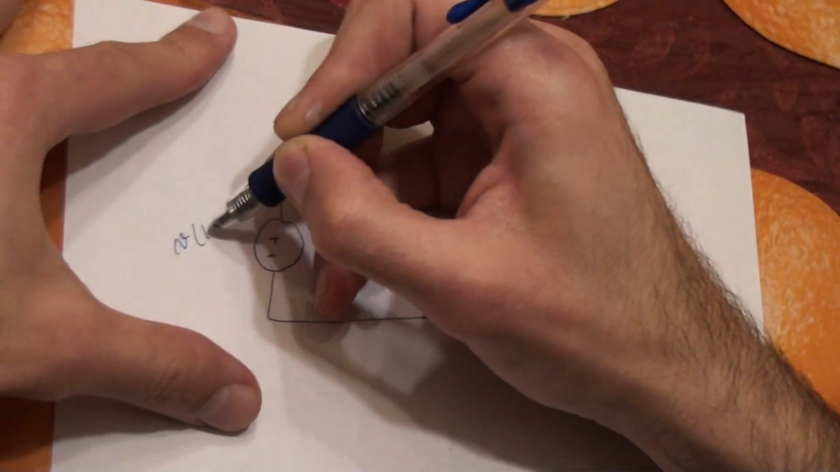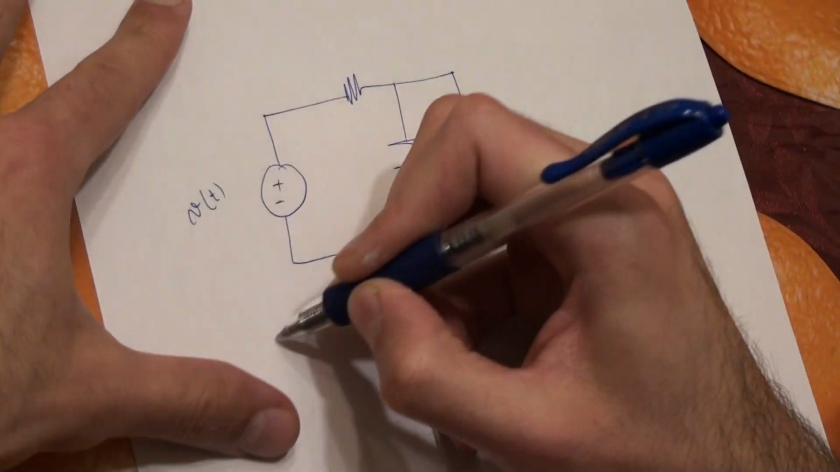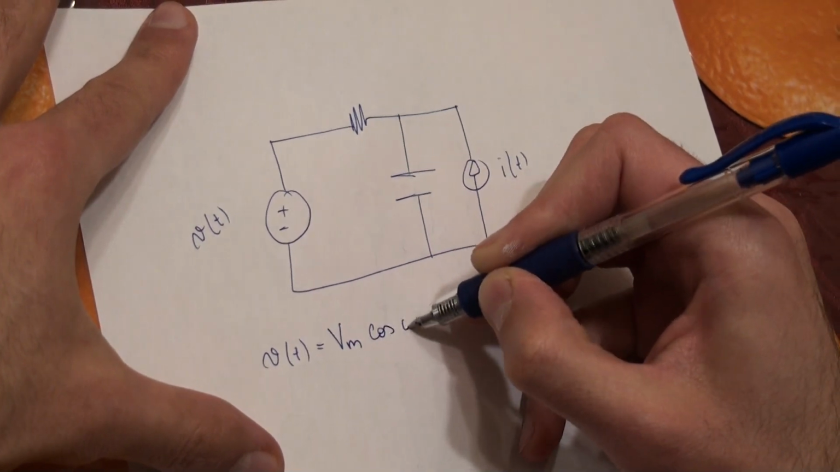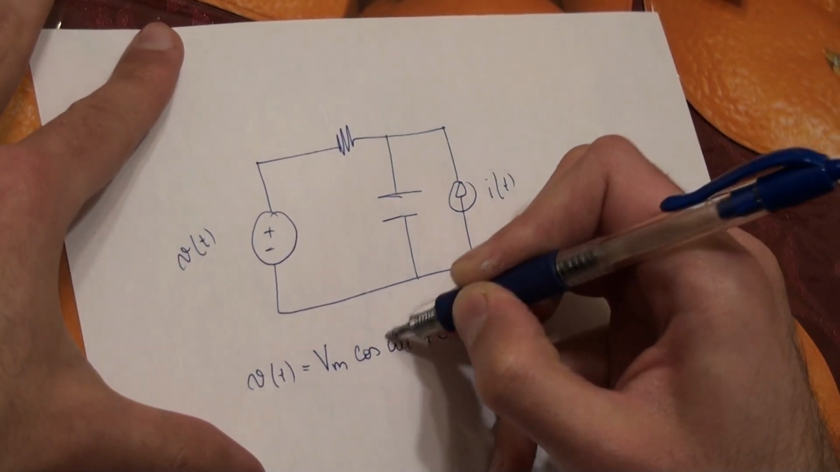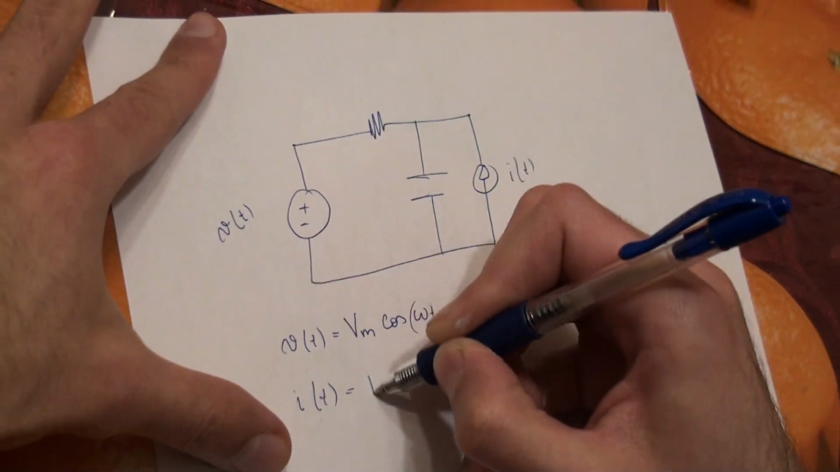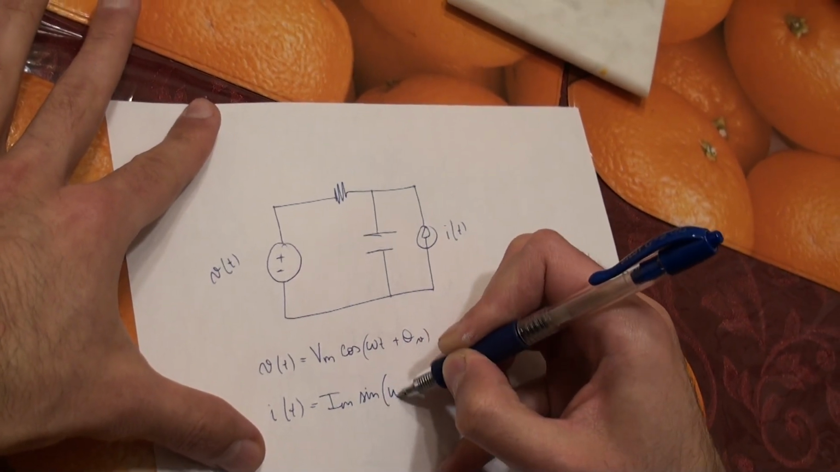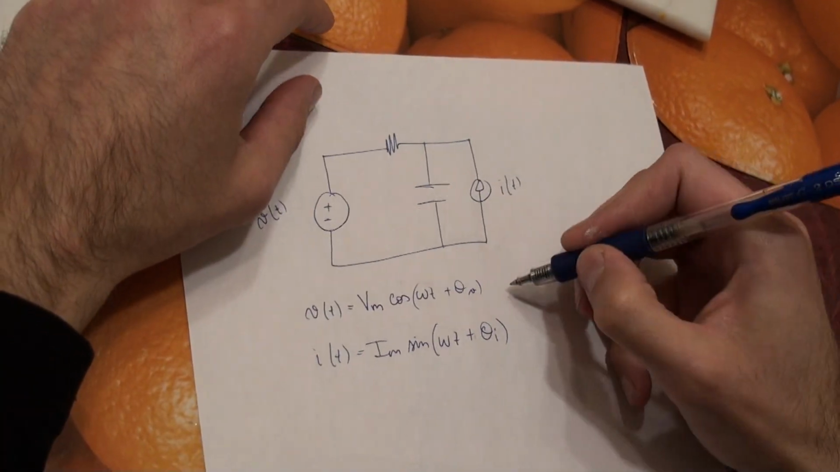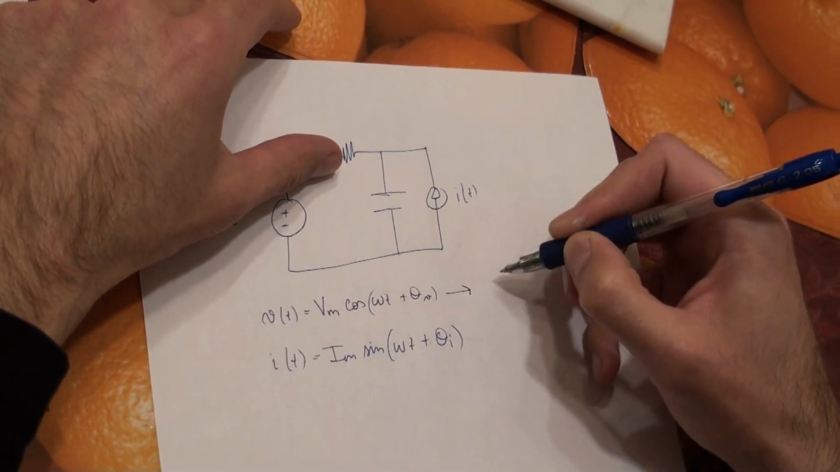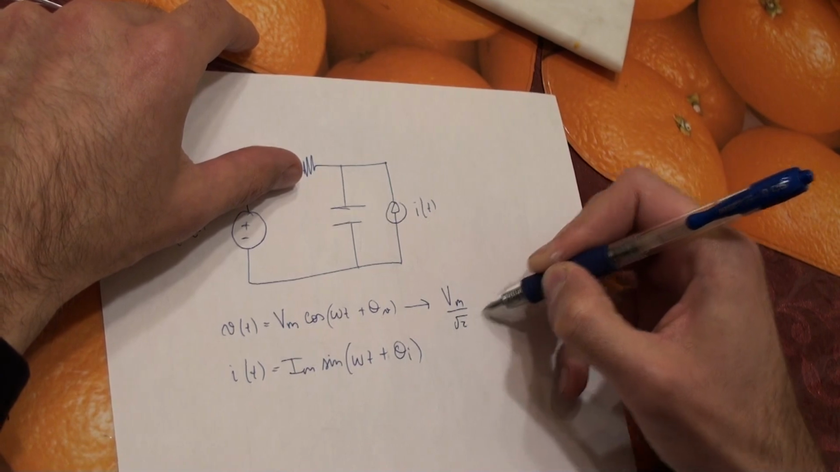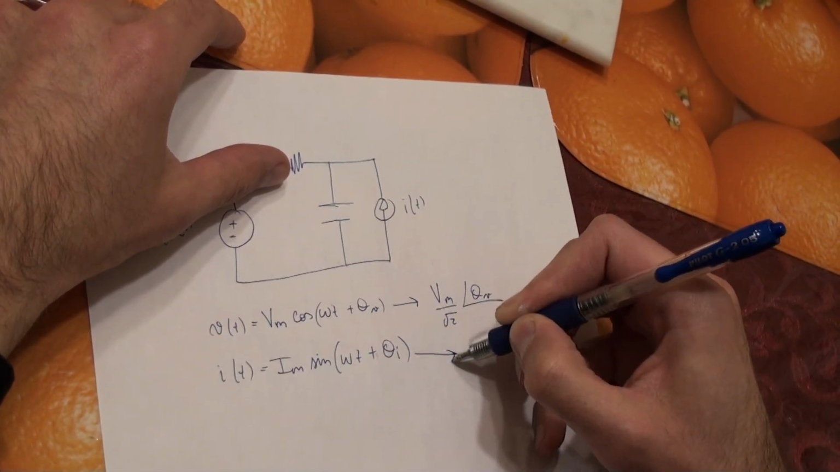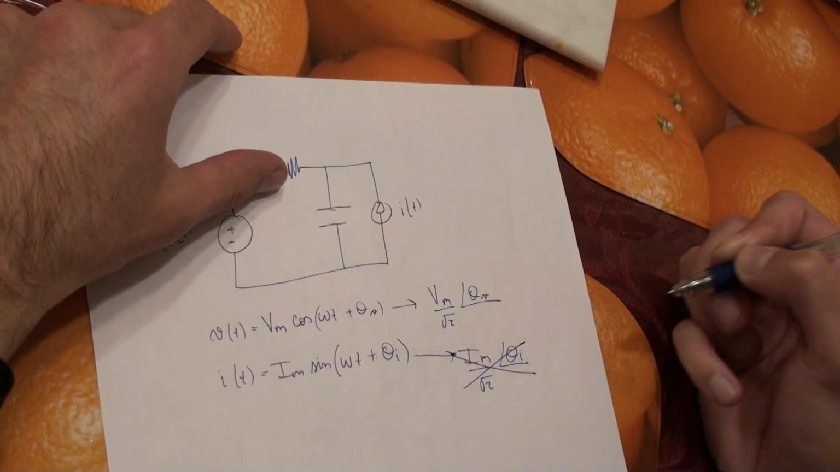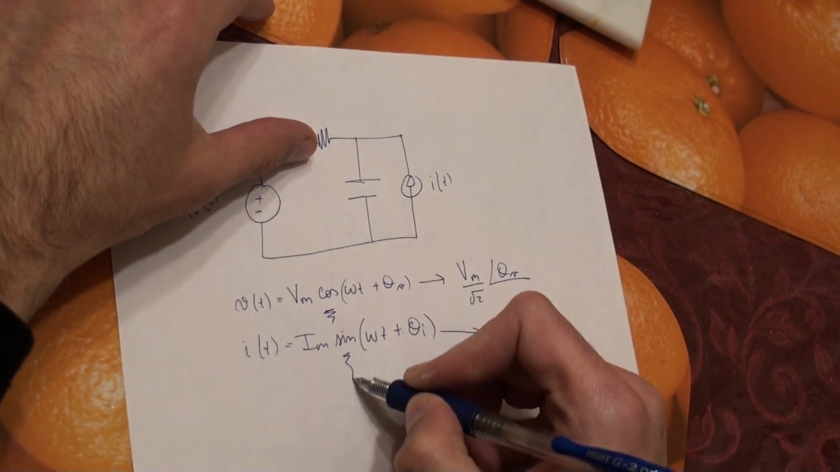So this is V of t, and this is I of t. Let's say V of t is Vm cosine of omega t plus theta v, but I of t is given to you as Im sine of omega t plus theta I. Now, I can convert V to a phasor, Vm over square root of 2, angle theta v. But I can't just say that I is Im over square root 2, angle theta I. This is incorrect, because this is a cosine and this is a sine.